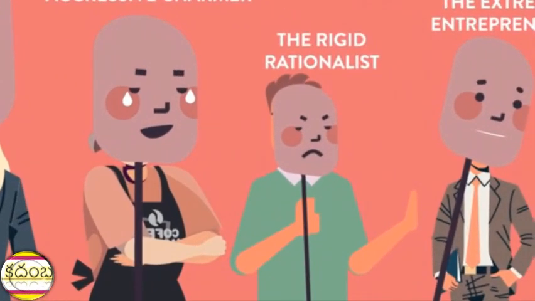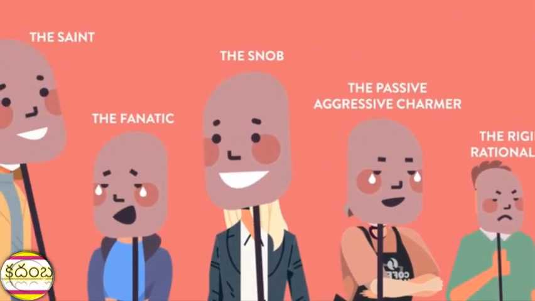The rigid rationalist fears irrationality. They use their intellect to bully others that they deem to have primitive or low-level thinking. The snob is so afraid of mediocrity that they exert superiority.